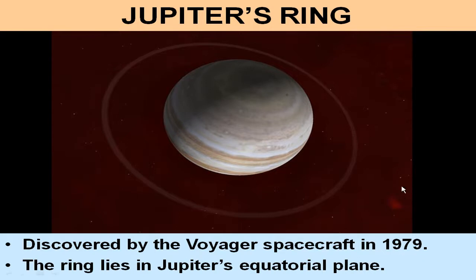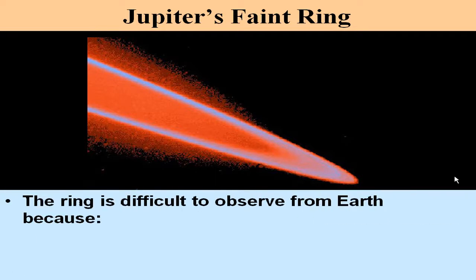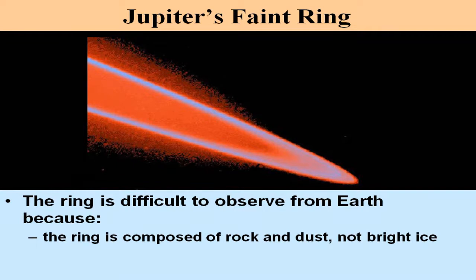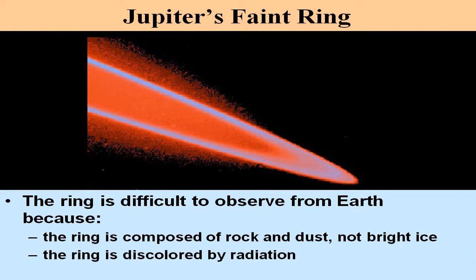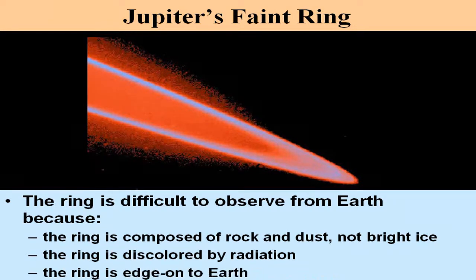It lies in Jupiter's equatorial plane. Here's an artist's conception. And here's the enhanced picture of Voyager's picture of Jupiter's faint ring. It's difficult to observe from Earth because the ring is not necessarily composed of icy particles that reflect well, but instead of rock and dust. It's discolored by the incredible radiation being transmitted by Jupiter, and it's edge on to us.